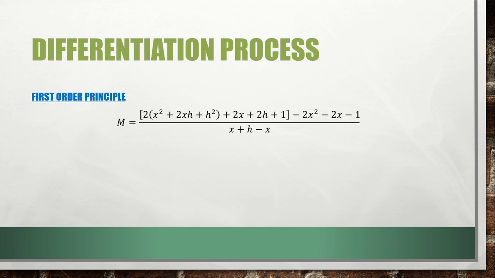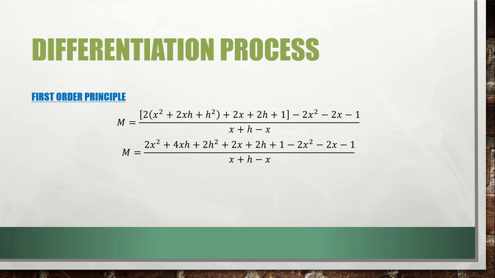Simplifying this further, we shall have the following: 2x² + 4xh + 2h², plus 2x + 2h + 1, minus 2x² minus 2x minus 1, over x + h − x. Now, there are some like terms. Notice we have 2x² minus 2x², 2x minus 2x, and 1 and 1. So we can simplify everything.